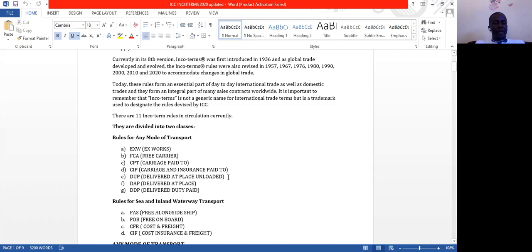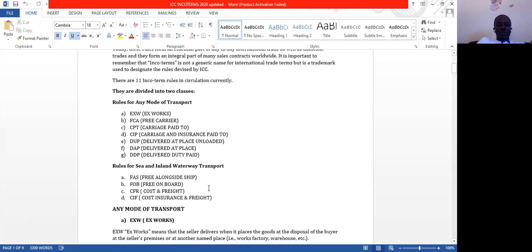As I said, we have 11. The 2010 comprises 11. The 2020 also comprises 11. So we have EXW, FCA, CPT. They are those which can be used by any mode. They are grouped into 2 classes: the ones which can be used by any mode of transport, be it land, air, or water, and those which can only be used by either sea or the inland waterways, that is either rivers or lakes.